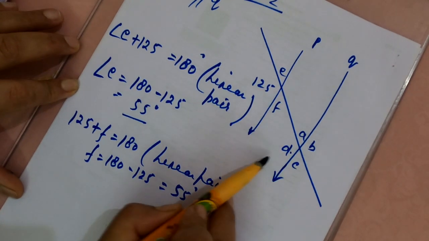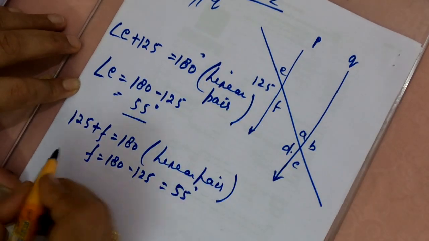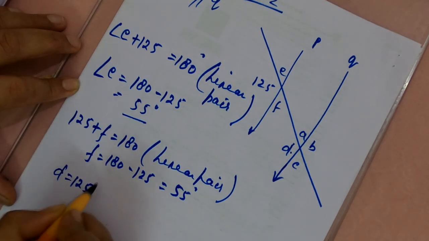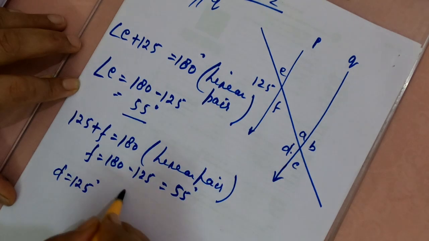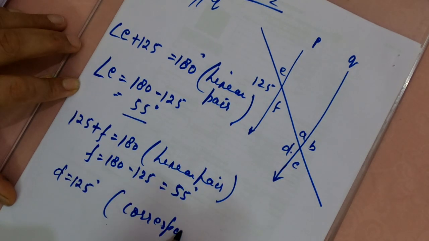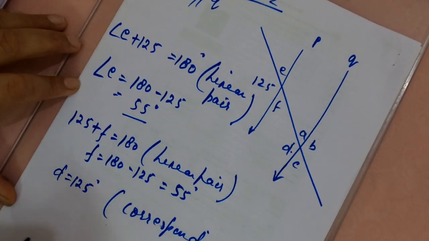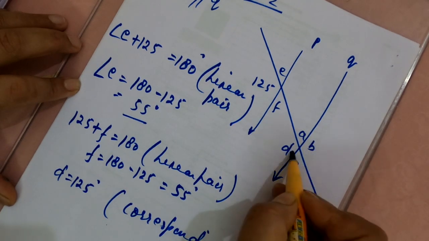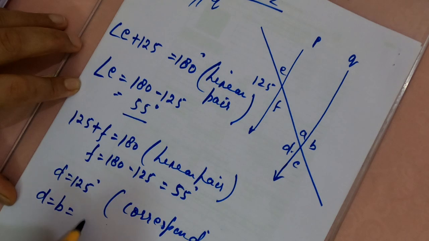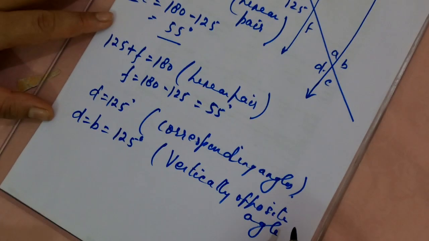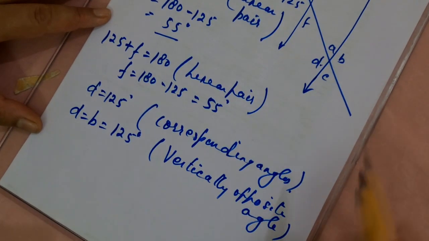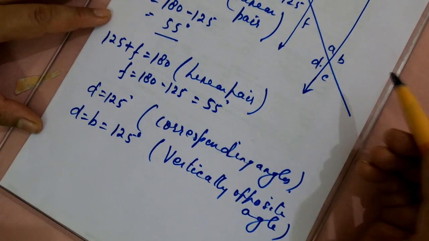Now see this angle. It is D. 125 and D. So D is equal to 125. The reason is, you know, that they are corresponding angles. Clear? Now D and B are the same, vertically opposite. Clear? D and B are the same because they are vertically opposite to each other.